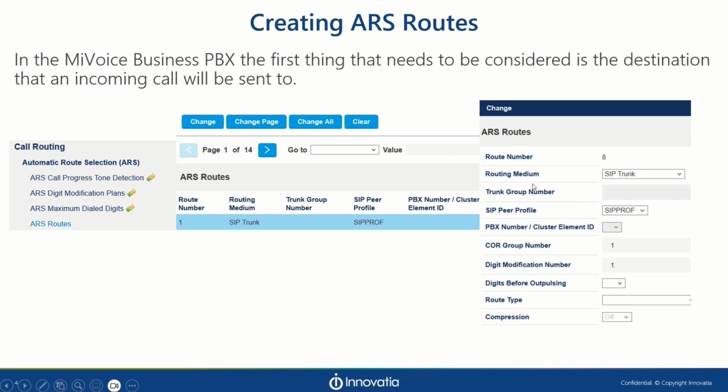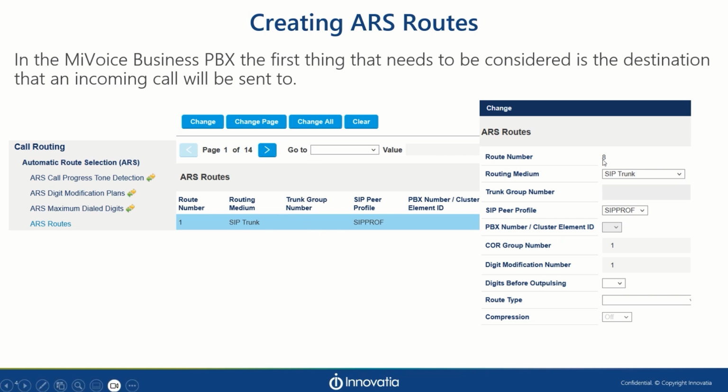Now, as I mentioned, we're only going to really worry about the top 4 fields here for this particular demonstration. So the first field is the route number, and you are not able to directly control the route number. The way that you control that is by selecting the particular route number in the ARS route list. Again, that would be this middle screenshot here.